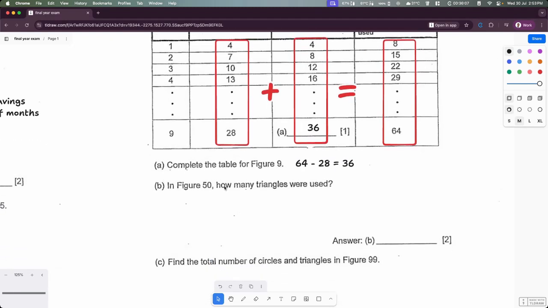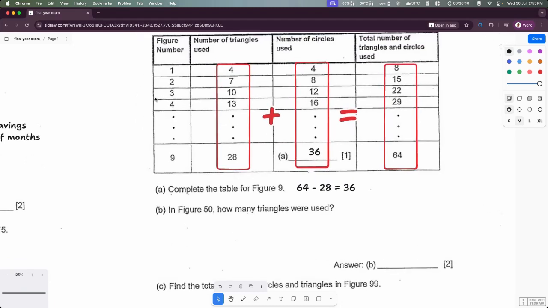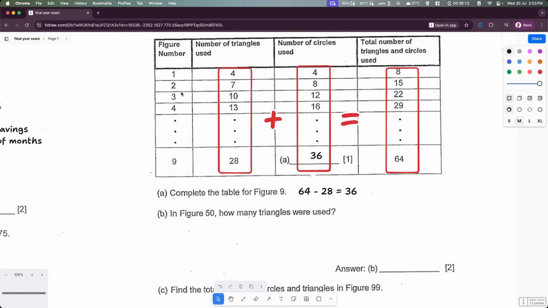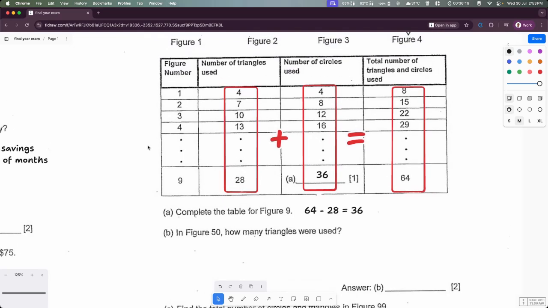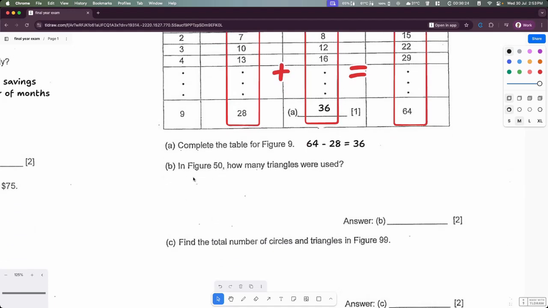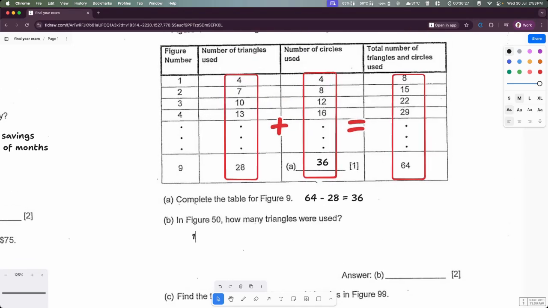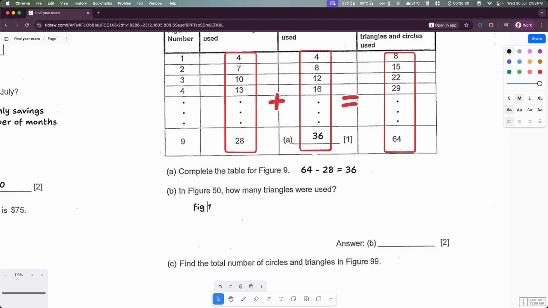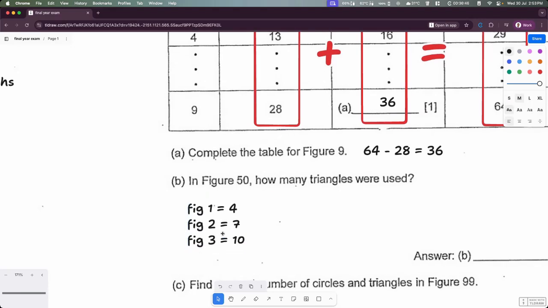Okay, next one. In figure 50, how many triangles were used? Okay, so figure 1 has 4, figure 2 has 7, figure 3 has 10, figure 4 has 13, figure 9 has 28. So how do we do this? If you look at this pattern, I'm just going to write down here. Figure 1 is equal to 4. Then figure 2 is equal to 7. Figure 3 is equal to 10. So essentially, if you look at the pattern over here, we are just adding 3, right?